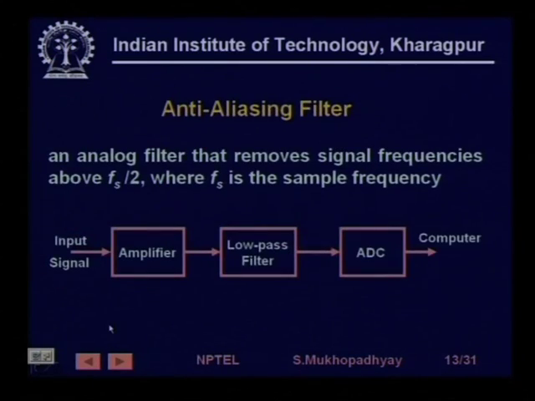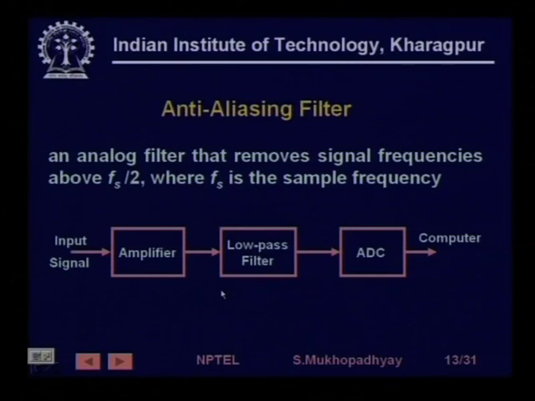So we say that an anti-aliasing filter is an analog filter that removes signal frequencies above fs by 2, where fs is the sample frequency. Actually, this fs by 2 is a theoretical rate. It will not remove above fs by 2, but would perhaps in a practical case remove frequencies above fs by 5 or even fs by 10. So, it is a low pass filter incidentally. You put that filter typically between the signal conditioner and the ADC, or in a multi-channel case you put it either at the channels or after the multiplexer.